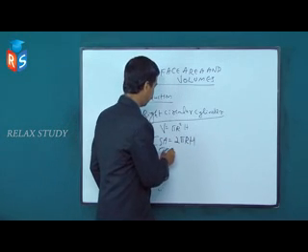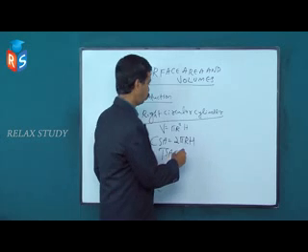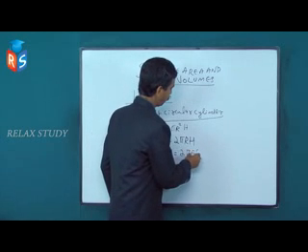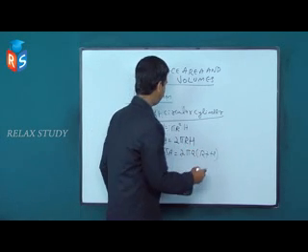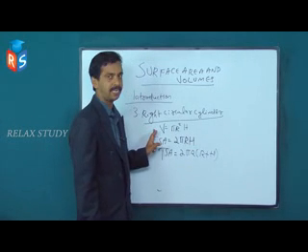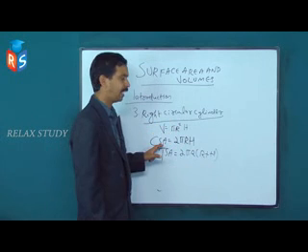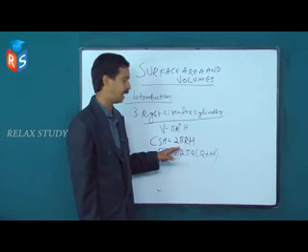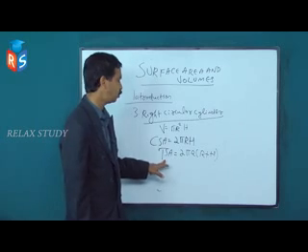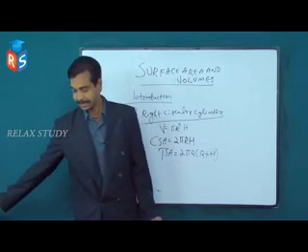Next TSA. TSA equals 2 pi r into (r plus h). I repeat. Volume of right circular cylinder is pi r square h, base area and height. CSA equals 2 pi r h, perimeter and height. And TSA is 2 pi r into (r plus h).